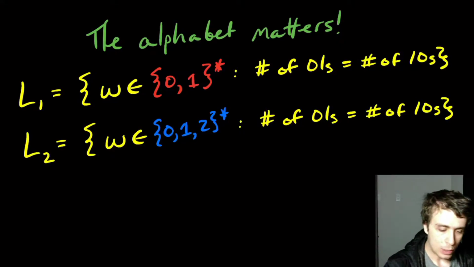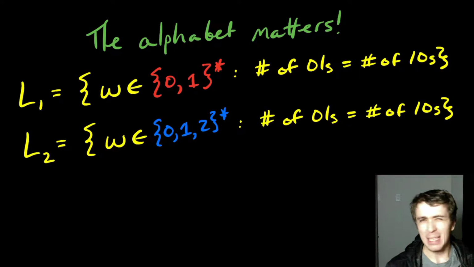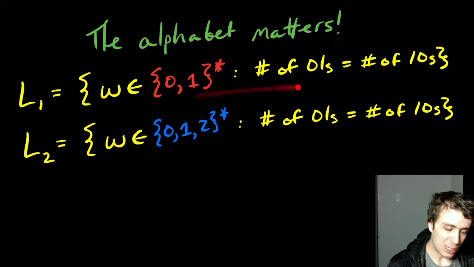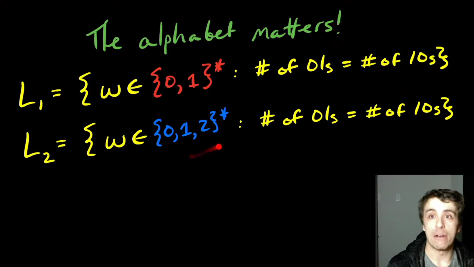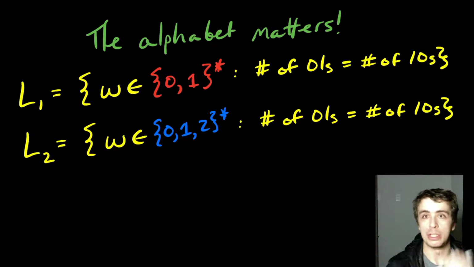Hi, so I want to convince you that the alphabet actually really matters here. Commonly when we give you problems to solve, the alphabet technically doesn't matter, but in this case it actually does. Here I have two languages which are exactly the same except the alphabet's different. Here we have 0 and 1, and we want the number of 0 1s in that string W to be the number of 1 0s. And the second one is all strings with 0s, 1s, and 2s.